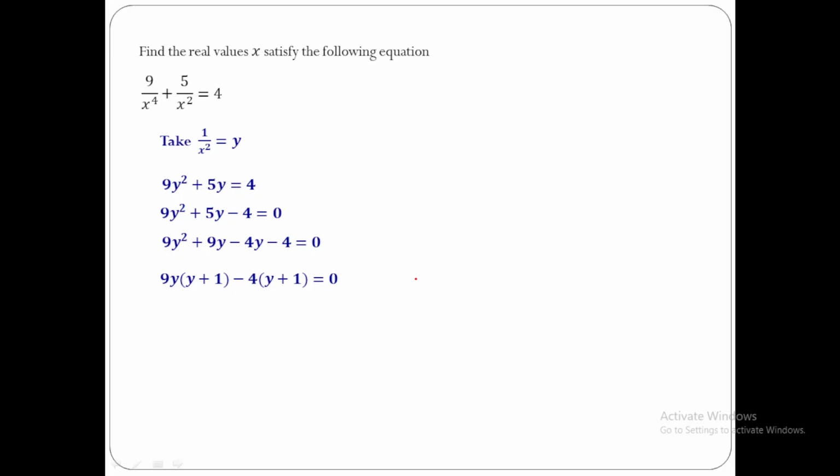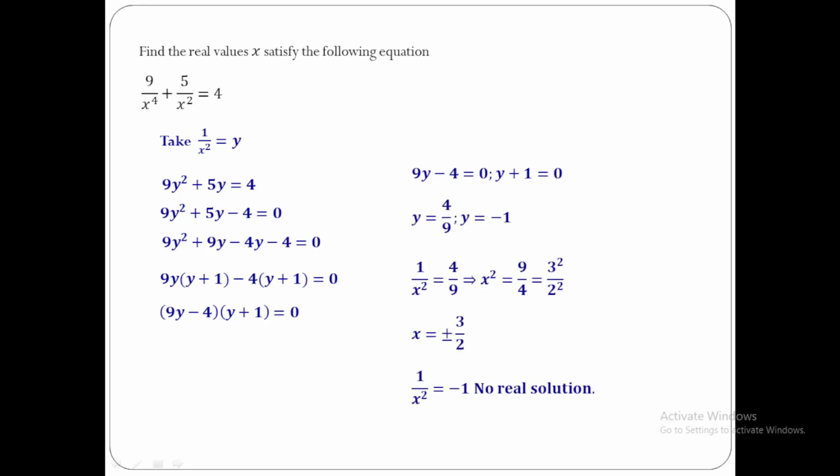Then we can take 9y common from 9y squared and 9y, and take minus 4 common from minus 4y minus 4, and y plus 1 is common to both terms. We get 9y minus 4 times y plus 1 equal to 0, and we can apply the zero product rule. We get y equal to 4 by 9 and y equal to negative 1, and we can apply the value of y.